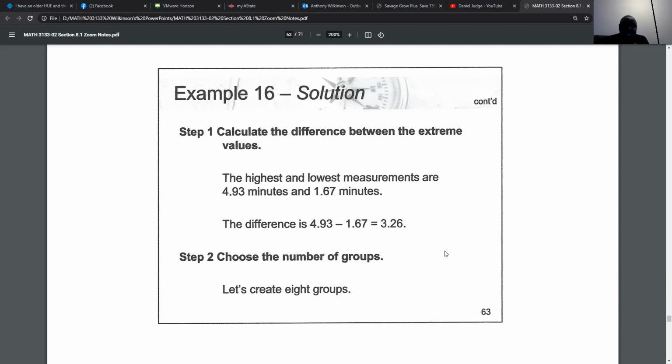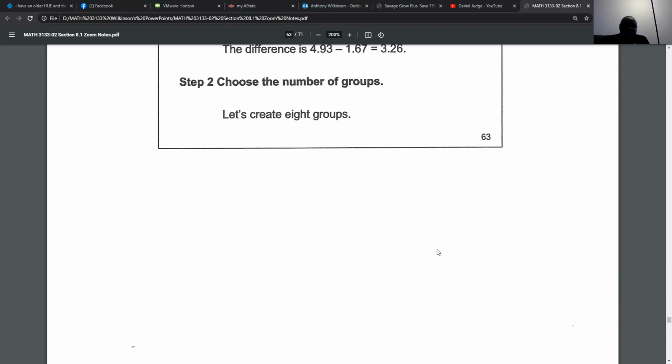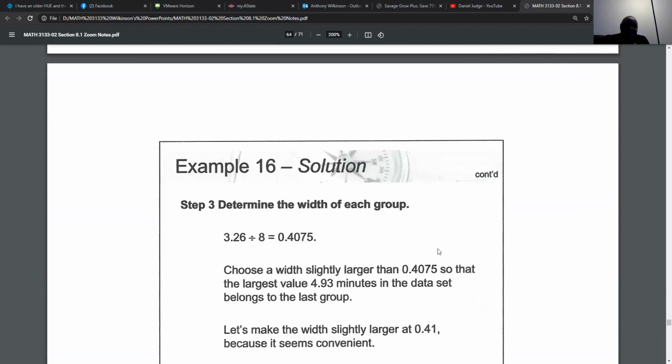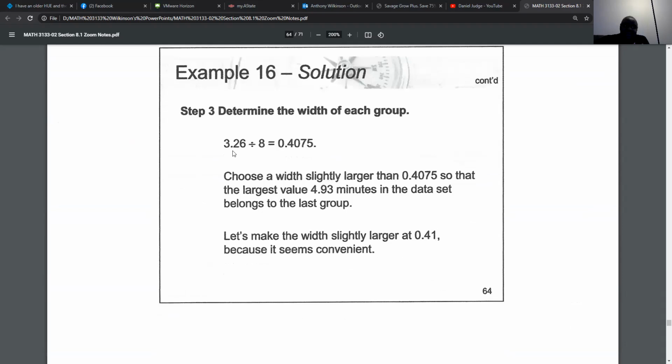And then you're going to choose a number of groups. Here you want to create, let's just say, 8 groups. You could use 5, you could probably do 9 or 10, but here they're just choosing 8 groups. So if we divide 3.26 by 8, you get 0.4075. That's to determine the width of each group.